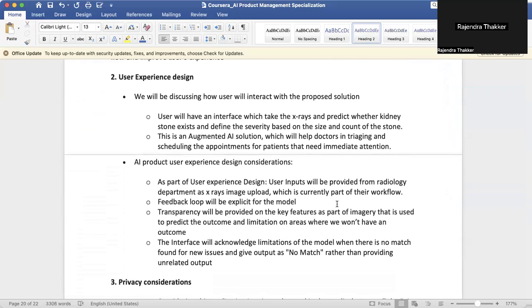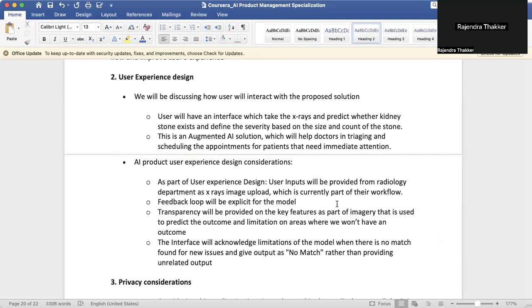Let's talk about user experience design. We will be discussing how the user will interact with the proposed solution over here. User will have an interface which takes X-ray images and predicts whether the kidney stone exists and defines the severity based on the size and the count of the stones. This is an augmented AI solution which will help the doctors in triaging and scheduling the appointments for the patients that need immediate attention.